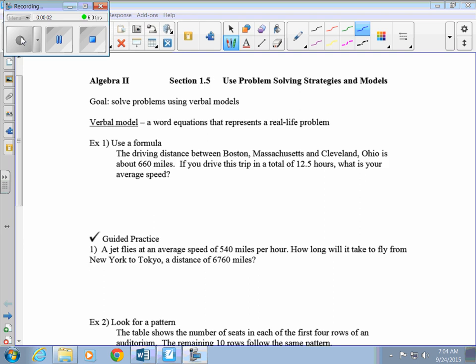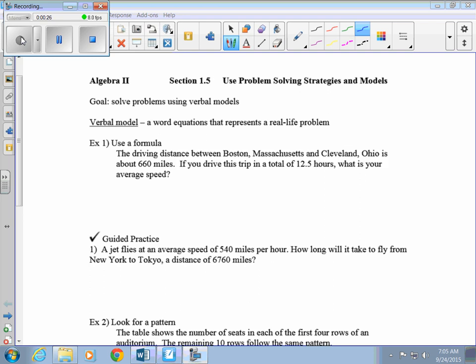Today we're going to be looking at section 1.5, which is on using problem-solving strategies and models. And that's what our goal is for this section. Our goal is to solve problems using a verbal model. And a verbal model is just a word equation that represents a real-life problem. So we're going to take our word problems and convert them into either a formula or a type of equation that we're going to solve.